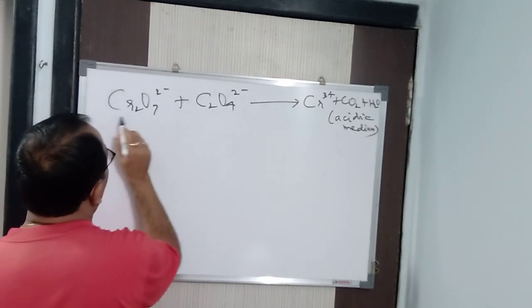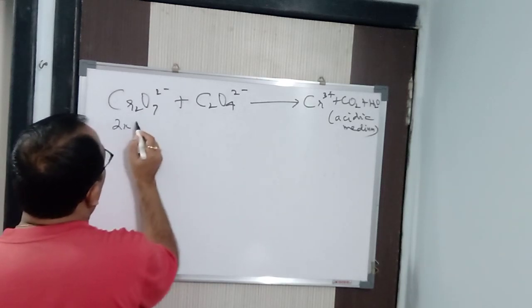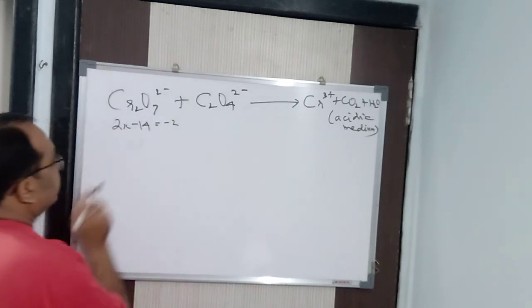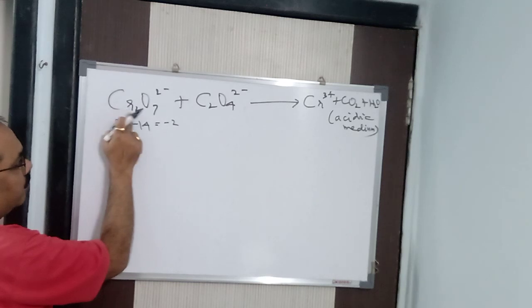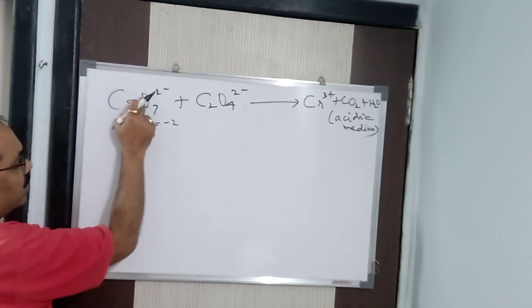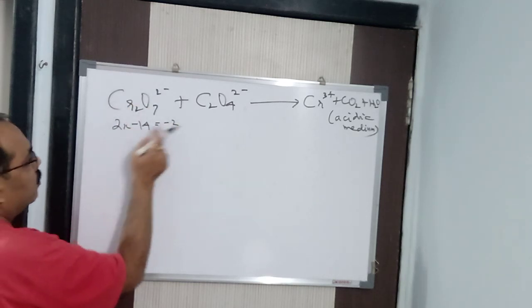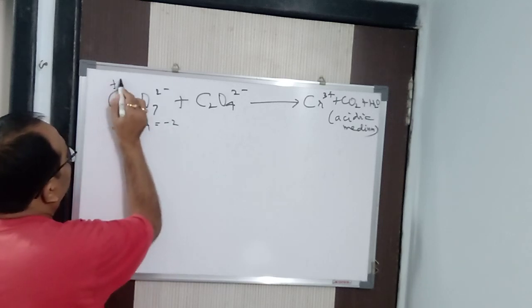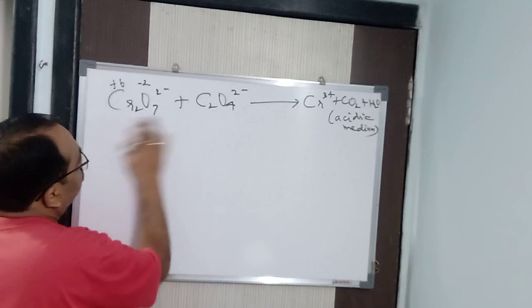So I will find out chromium. 2x minus 14 is equal to minus 2, because the charge is minus 2. I need to find 2x for chromium. So 2x minus 14, oxygen is minus 2, minus 2 into 7 is minus 14, equal to minus 2. So 2x is equal to 12, x equals 6. So we got 6, and this is minus 2.